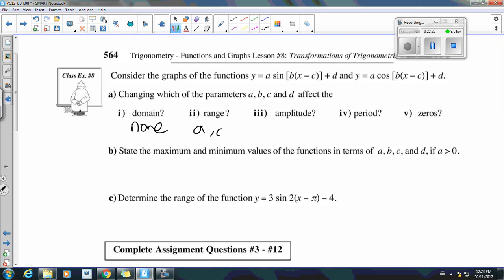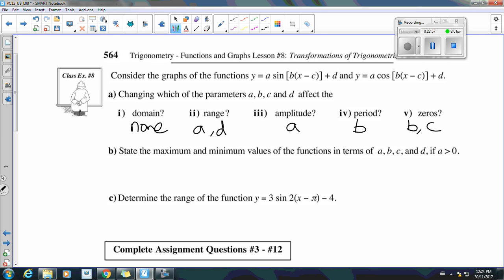So the parameters that affect the range are a and d. The amplitude, only a affects the amplitude. The period, only b affects the period. No matter how much you move something up or down, or left or right, you don't change the amplitude or the period. The zeros, well, what changes the x-intercept? And there are a few things here. The most obvious ones are b and c, but they are not the only ones. D affects the zeros as well.